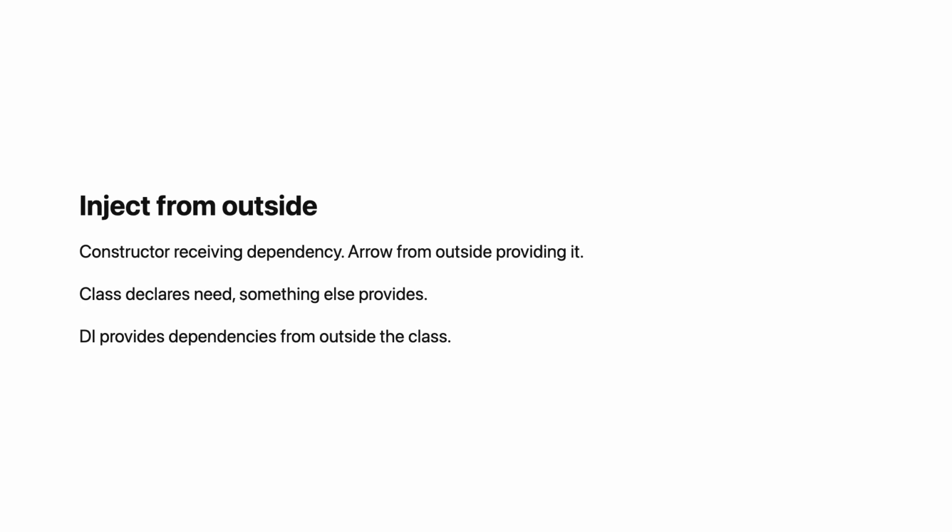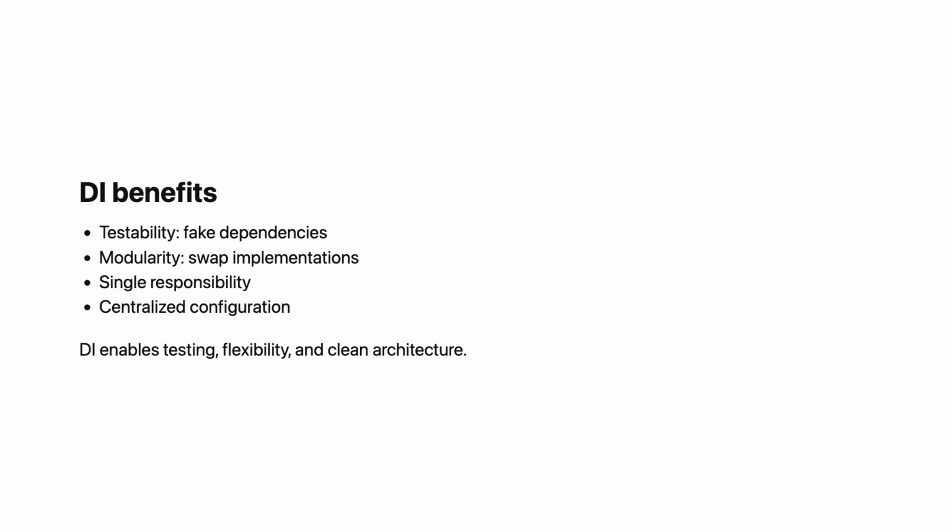Testability. Pass fake dependencies in tests. No network, no database needed. Fast, isolated tests. Modularity, swap implementations without changing dependent code. Different database for debug builds. Single responsibility. Classes focus on their job, not on creating dependencies. Configuration centralized. One place decides what implementations to use, not scattered across classes.